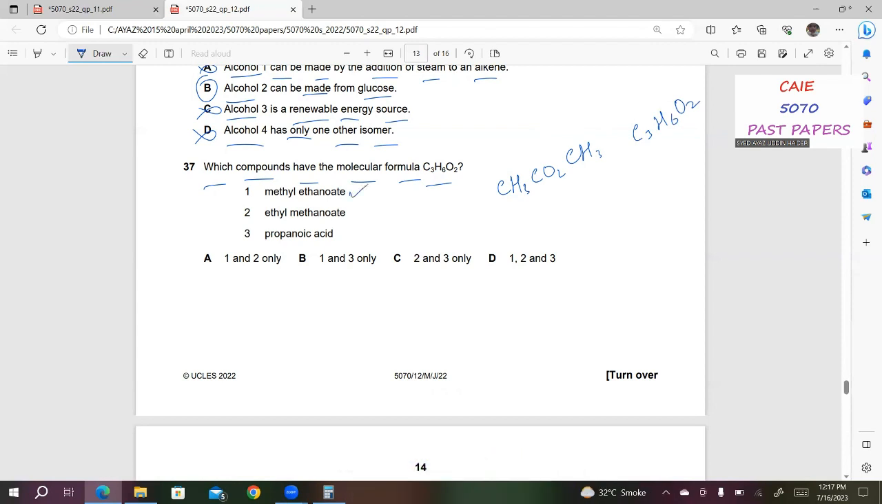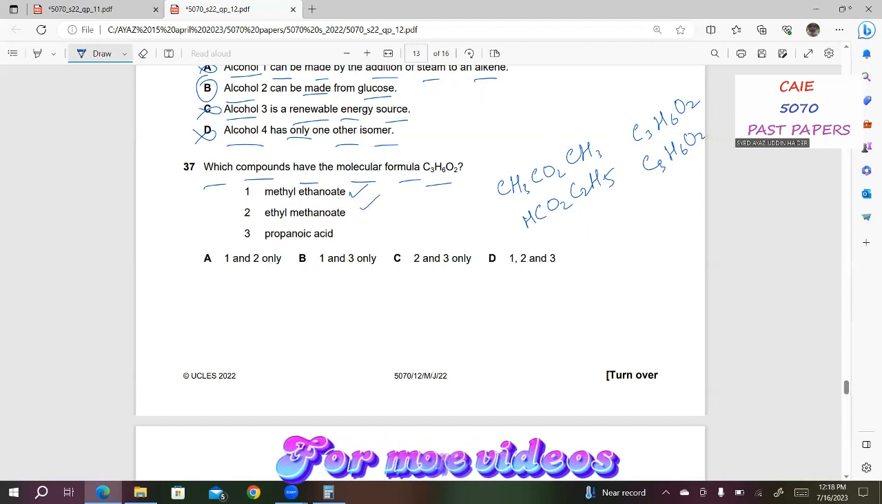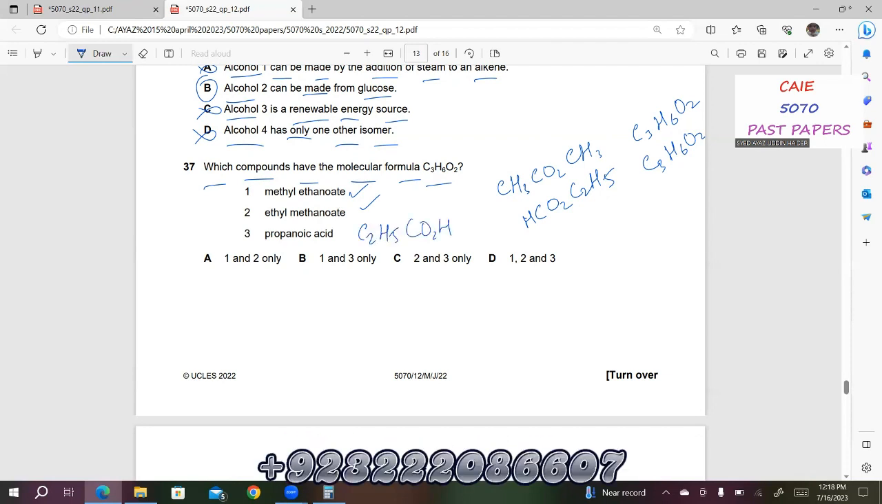What about T2? Ethyl methanoate. So we have methanoate, and this is ethyl methanoate. So if you write the formula, again we'll get C3H6O2. So this must also have a molecular formula of C3H6O2. What about propanoic acid? Propanoic acid is C2H5CO2H. Again, propanoic acid will also have this molecular formula. So choice D will be the correct answer here.